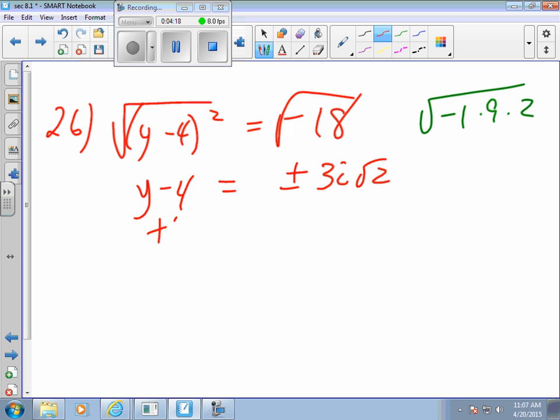And then I'm going to add 4 to both sides. And so I get y equals 4 plus or minus 3i root 2.